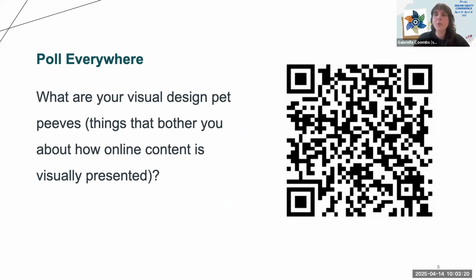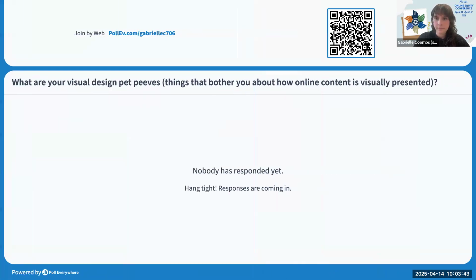So before we really dive into the meat of our presentation today, we'd love to hear from you. We want to know what your visual design pet peeves are, or things that really bother you about how online course content is presented visually. There's a QR code here that you can scan with your phone, and we're also going to put a link to this poll in the chat. So, visual design pet peeves. We'll give everyone a little moment to respond.